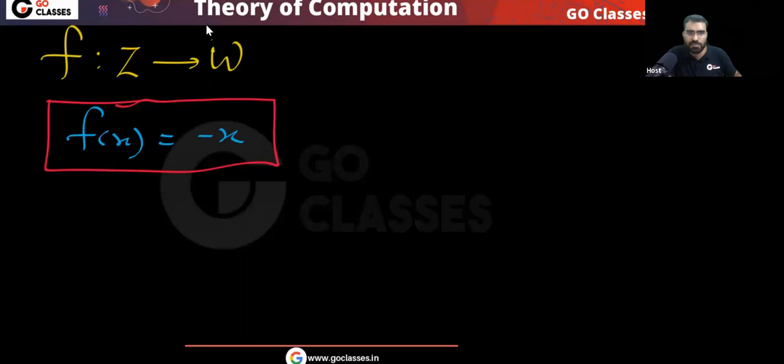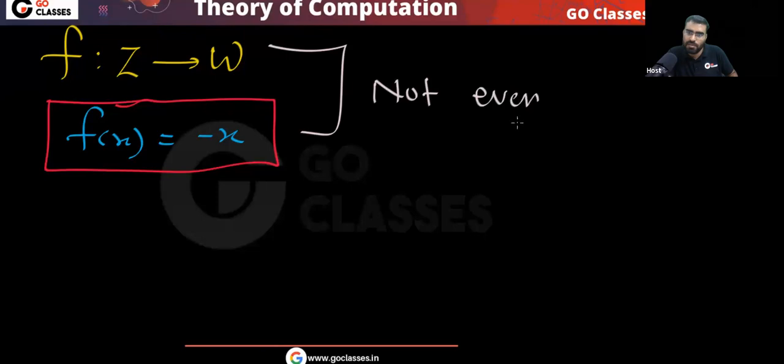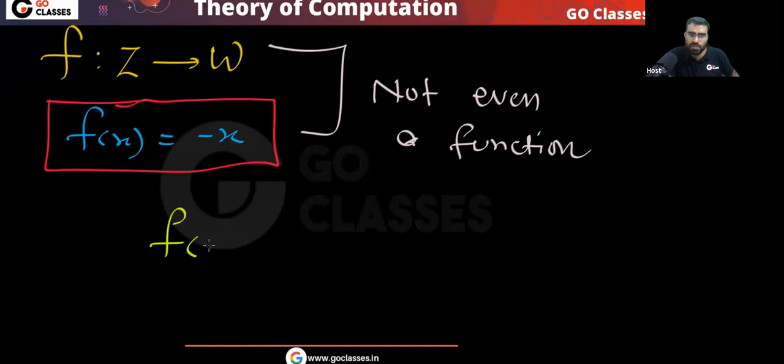This is not even a function. Why is this not even a function? Tell me, what is the reason? Because you can notice f(2) will be -2, which does not belong to W. Yes or no? f(2) will be -2, which does not belong to W. So this is wrong.